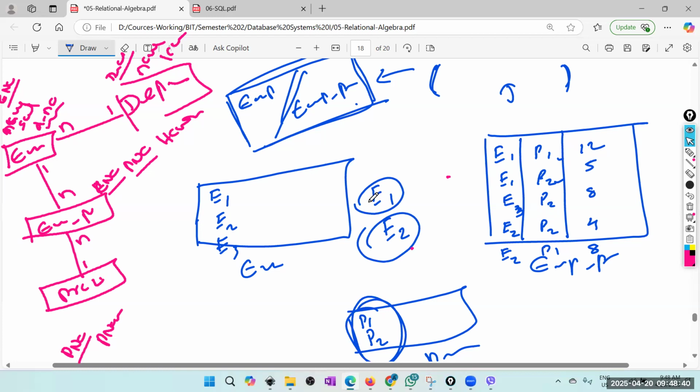Okay. So there can be such requirements.